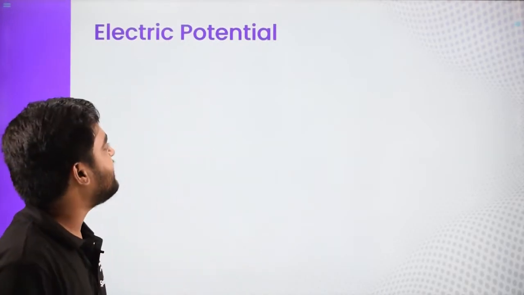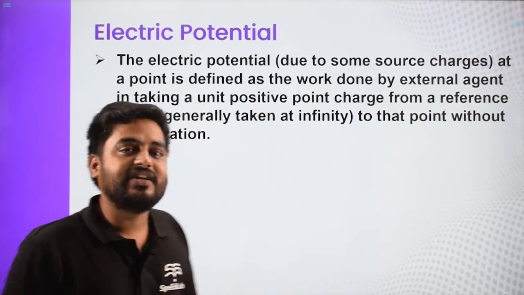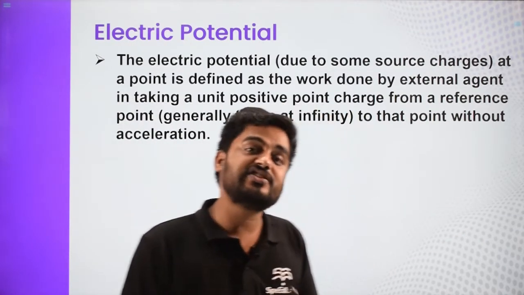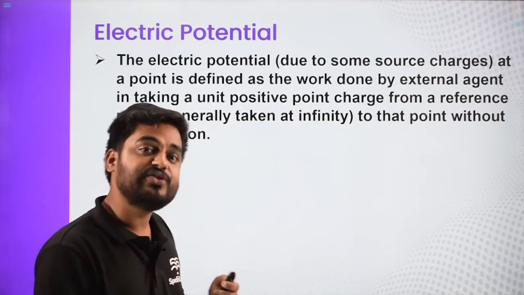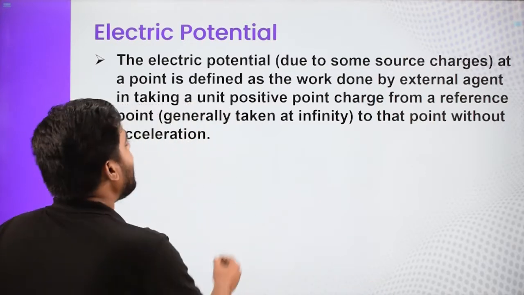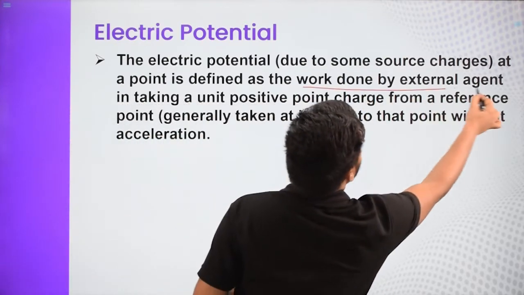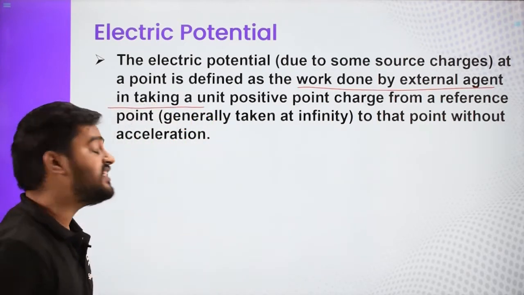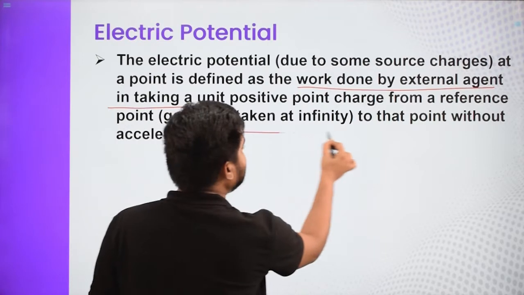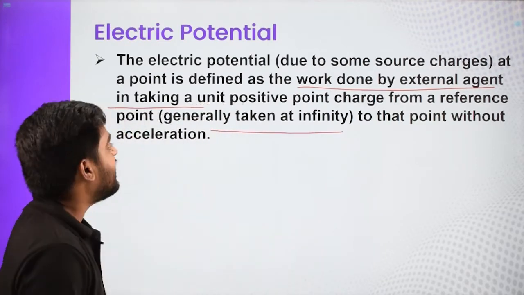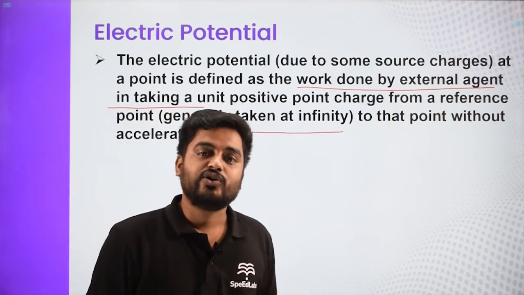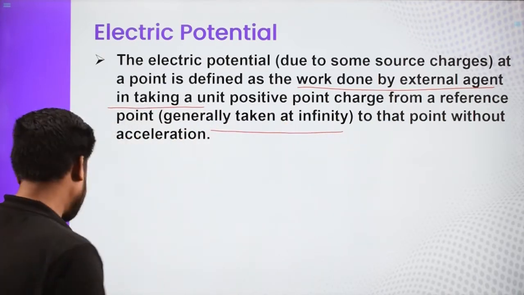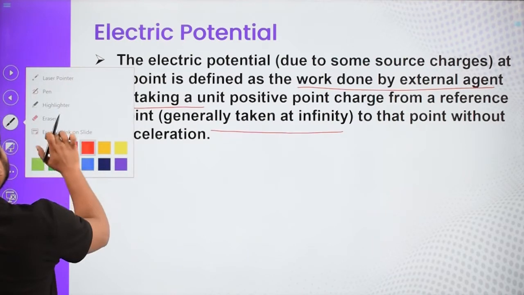Let us discuss electric potential. So what is electric potential? Electric potential due to some source of charge, there has to be a charge which is producing electric potential, is defined as the work done by an external agent in taking the unit positive charge from a reference point. This reference point is generally taken as infinity. So we'll say it is the work done per unit charge to bring that charge from infinity to that particular point. This is how we define electric potential at a particular point.